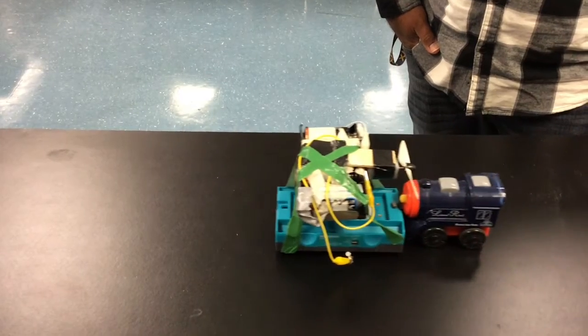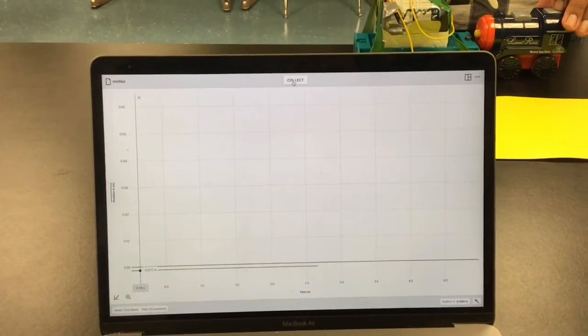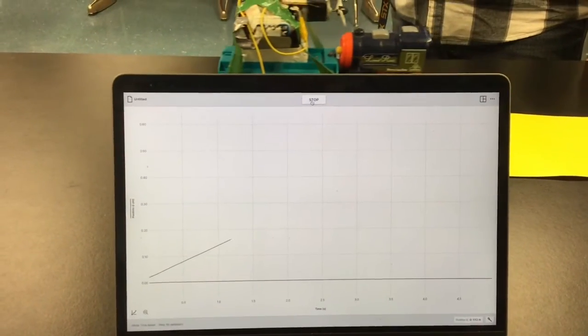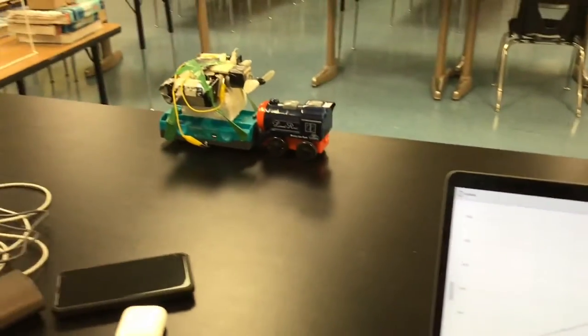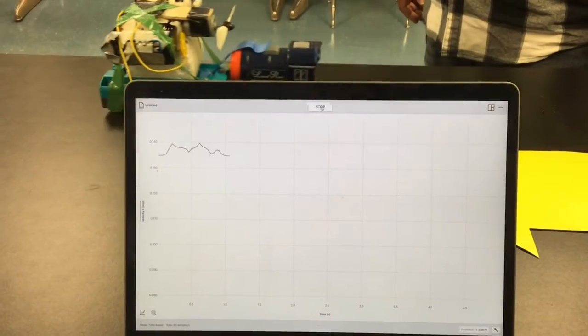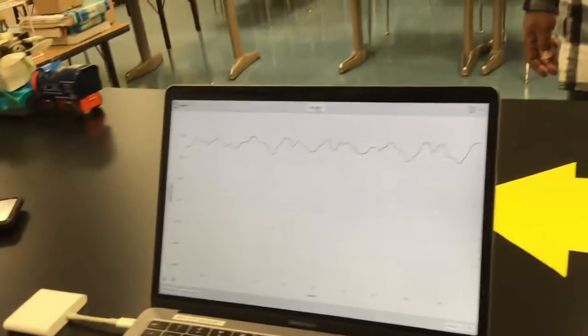Now let's look at our first demonstration. Here the train pushes the cart at a constant rate. If we were to graph that on a distance versus time axis, you'll see that it goes up at a constant rate. It's a nice straight line. Now, if we were to switch to a speed versus time graph, notice that the speed is fairly constant.